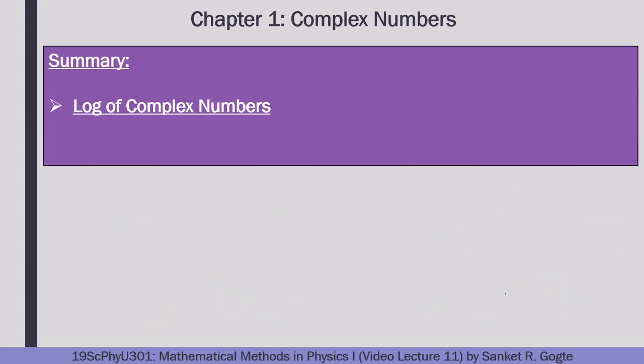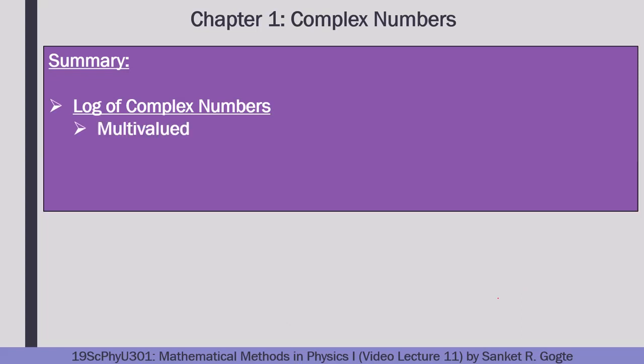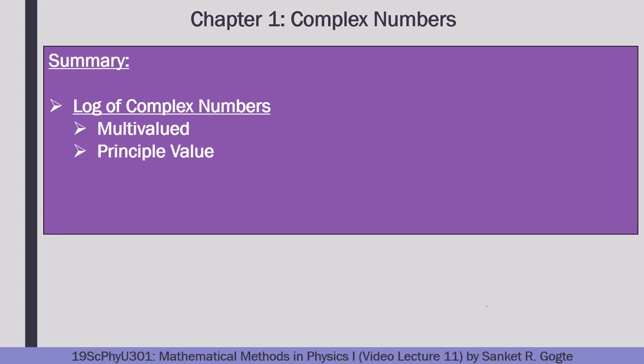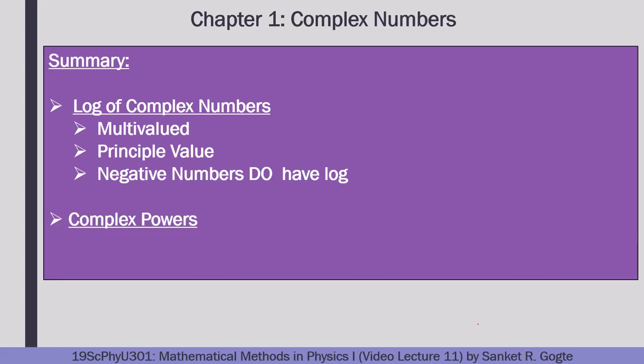Let's summarize what we have done in this lecture. We considered log of the complex number, and we saw that log of the complex number is multivalued. There are infinitely many possibilities for log of the same complex number, but we can define the principal value, and that happens when we consider the principal value of the argument of the complex number. We then saw that it is possible to have log of negative numbers also in the world of complex numbers.